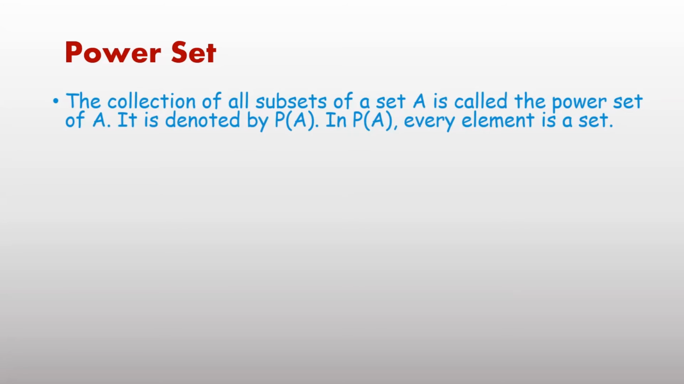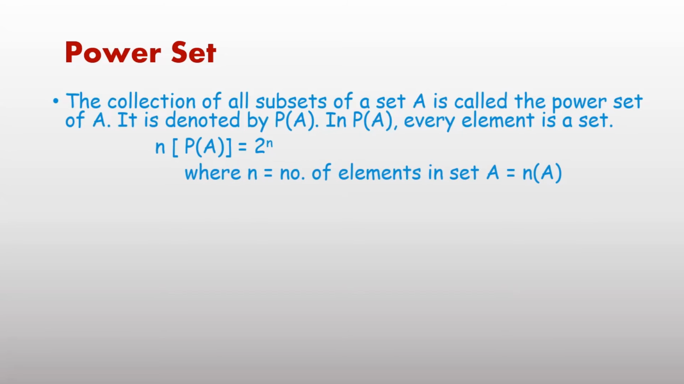Power set. If any set is given, you can easily write all subsets of it. Then the collection of all subsets of set A is called the power set of A. Symbolically it is denoted by P(A). In P(A), every element is a set because you are going to write all subsets of set A. And the number of elements in the power set is equal to 2 power n, where n is the number of elements in set A.